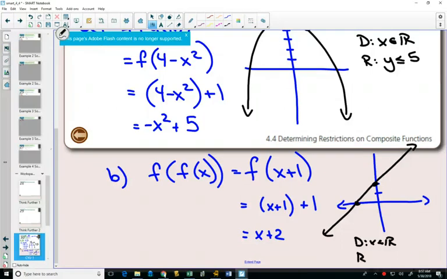it's just a straight line. And so our domain is everything, and our range is everything. Question number 4 for practice.